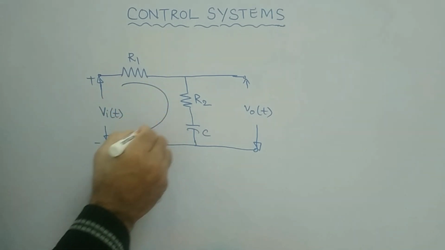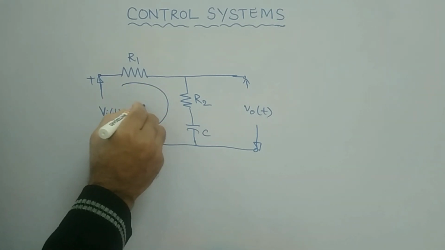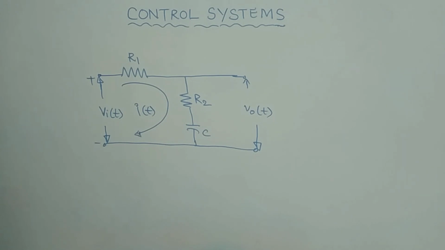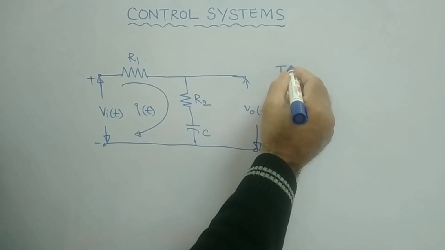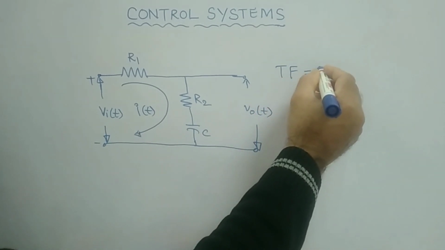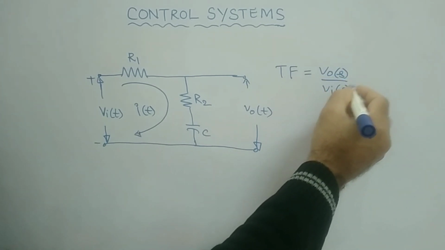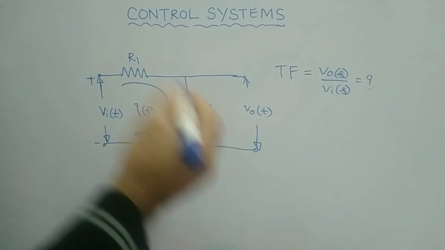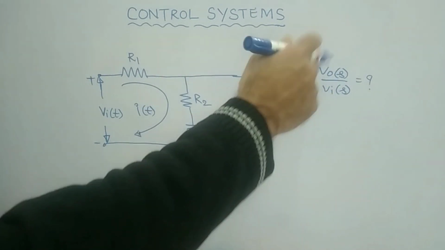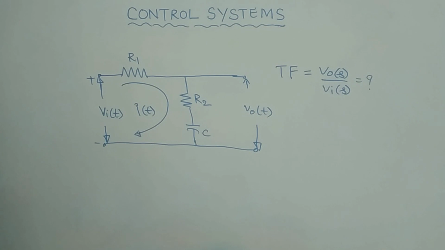Let us imagine that the loop current I of t is flowing through this circuit. So this is the basic simple circuit of phase lag, and for this we need to find the transfer function of this network. What is the transfer function, that is V naught of S by Vi of S? What could be the expression for this? Let us see the ratio V naught of S by Vi of S in today's presentation, and we will see a little more detail in our subsequent presentations, right?